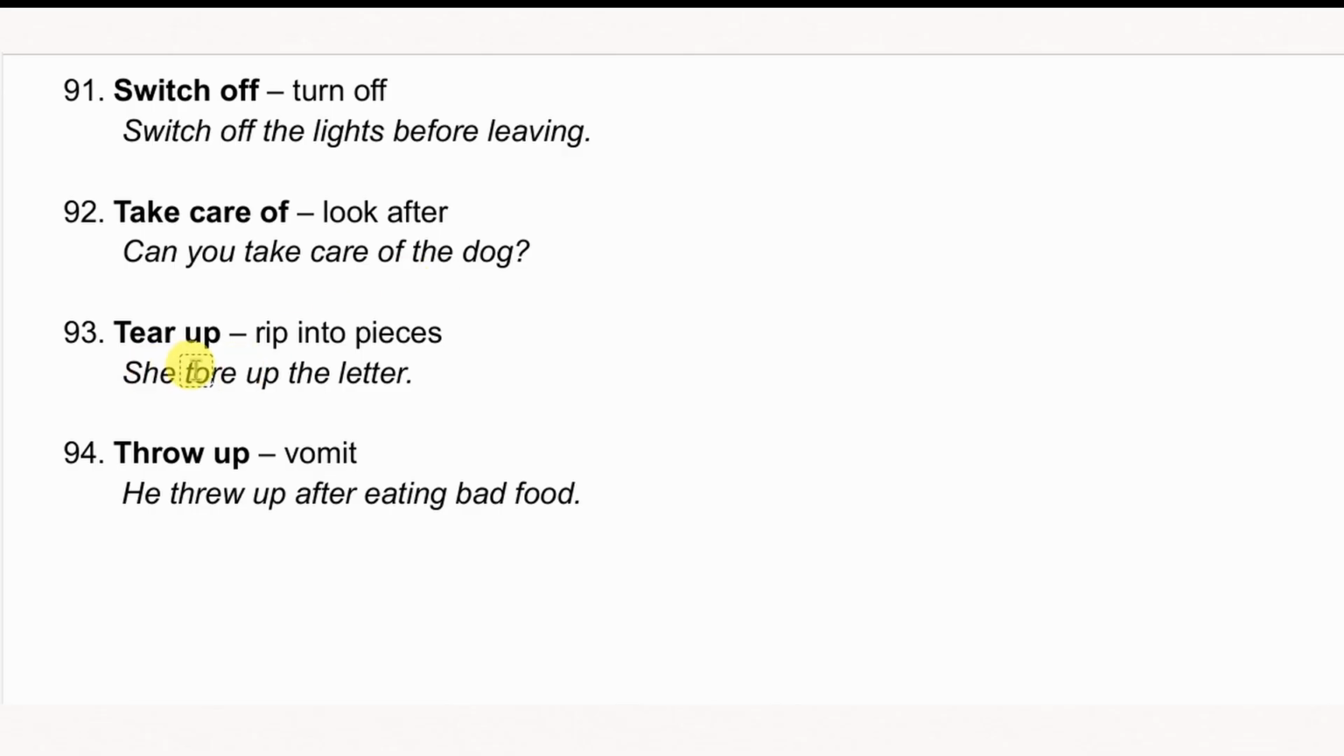To tear up. This is to rip into pieces. She tore up the letter. So tore is the past tense of tear. Tear up, tore up. So to rip into pieces, this is to tear up. She tore up the letter. Throw up. This is to vomit. He threw up after eating bad food. Means he vomited after eating bad food.